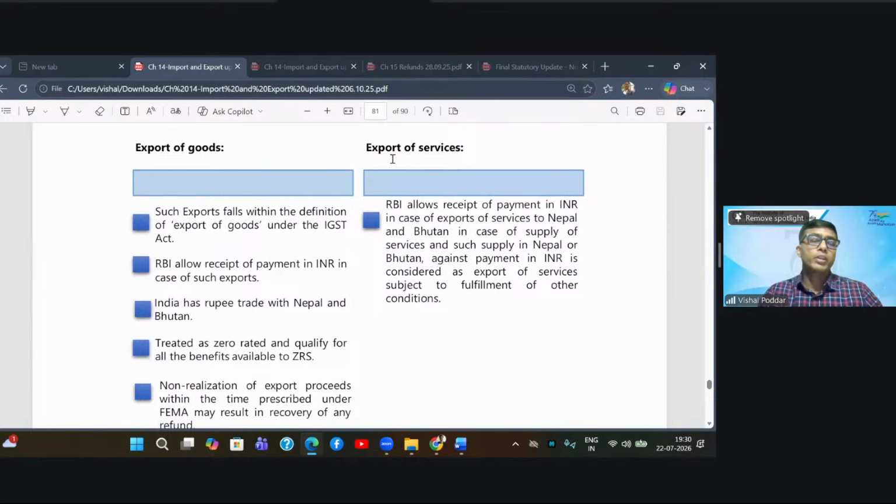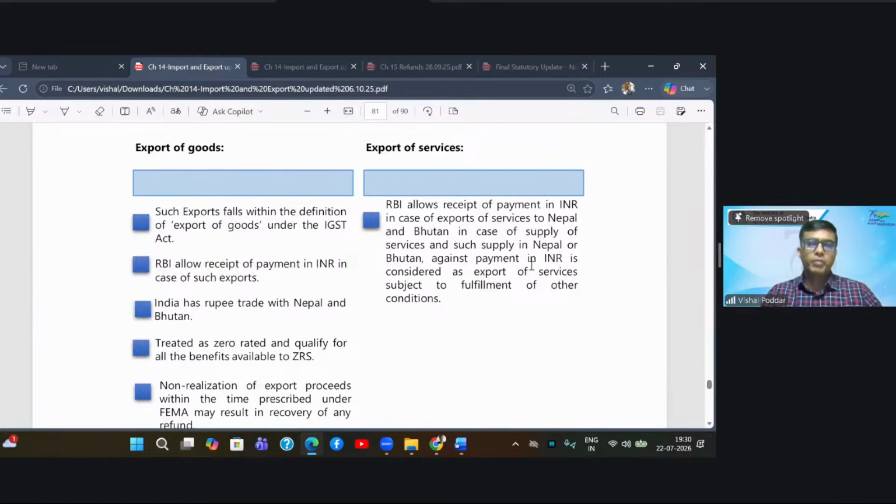Whereas when you are exporting service to these countries, RBI allows receiving the payment in INR in case of export to Nepal, Bhutan, in case of supply of service, and such supply in Nepal or Bhutan against payment in INR is considered as export subject to fulfillment of other conditions.